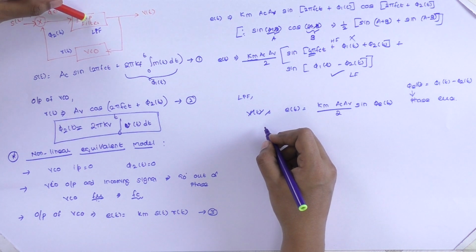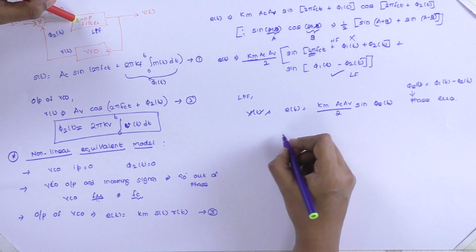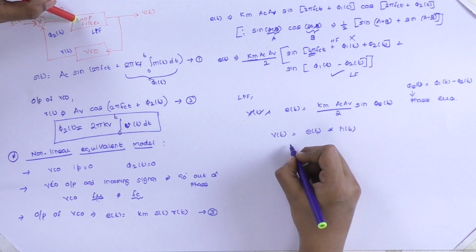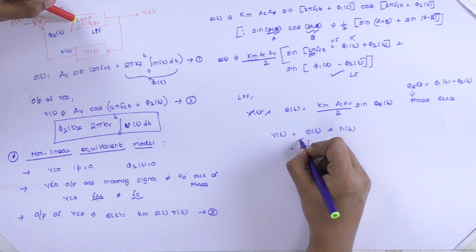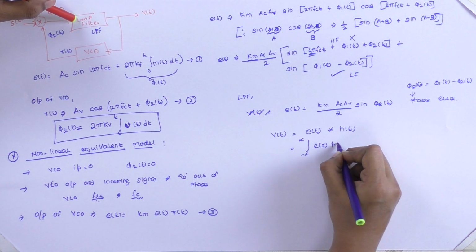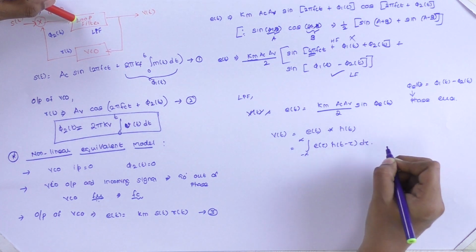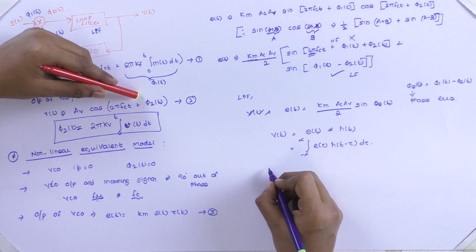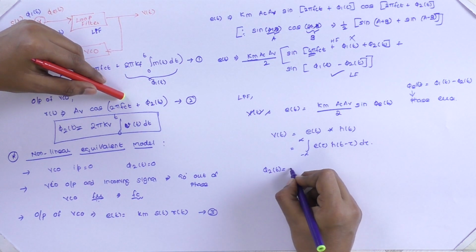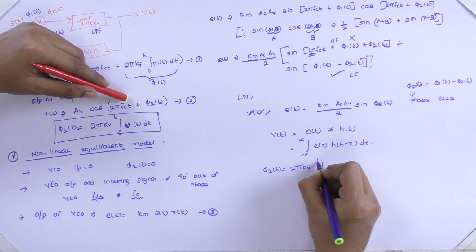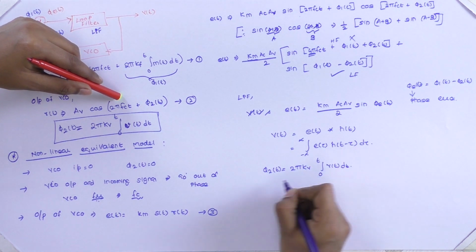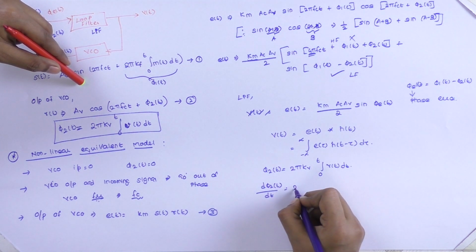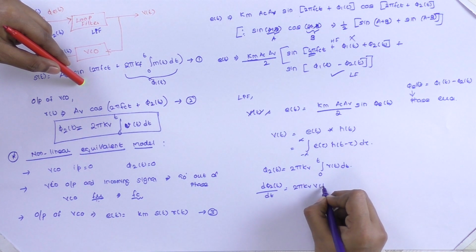Therefore, the loop filter is a linear time system having an impulse response of h of t. Therefore, our output V of t is equal to E of t convolution h of t. What is our E of t? We know the convolution formula, integral of E of tau, h of t minus tau d tau. Therefore, in order to identify the integral, we will just take the phi 2 of t form. What is our phi 2 of t? Phi 2 of t is equal to 2 pi kV integral from 0 to t of V of t dt. Therefore, d phi 2 of t divided by dt is equal to 2 pi kV V of t.